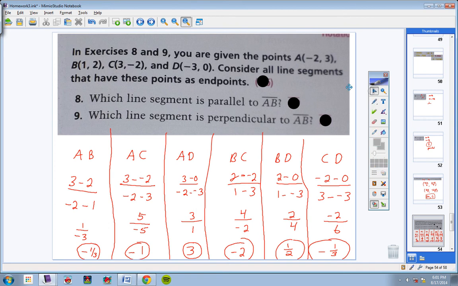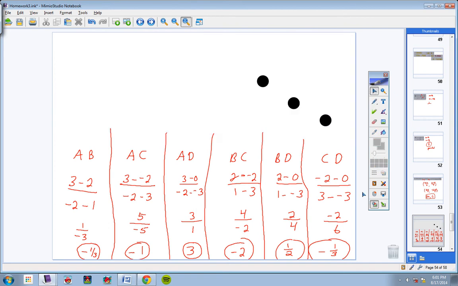Okay. Now let's go ahead and grab this. Pull it over here. Let's get rid of these points and pull them over here. Now they want us to decide which lines are parallel and which lines are perpendicular. Well, first of all, if I have parallel lines, I'm going to have identical slopes. The only identical slopes I see would be this one here, negative 1/3, and this one here, negative 1/3. So I know for sure that AB is parallel to CD.